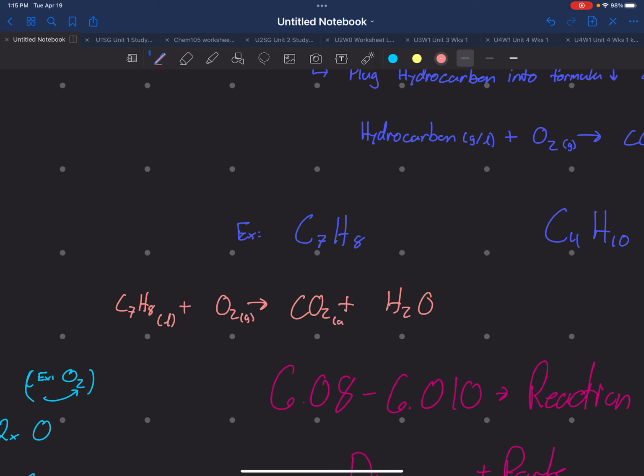Gas, liquid. Okay. Now we count. Starting with the carbons. 7 carbons here, so we need 7 here. There's 8 hydrogens here, so we need a 4 here.